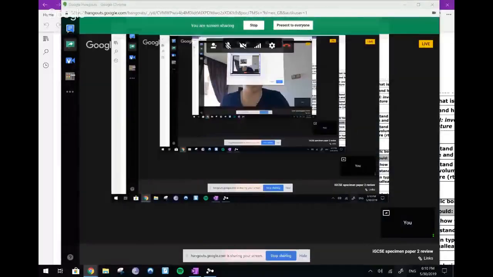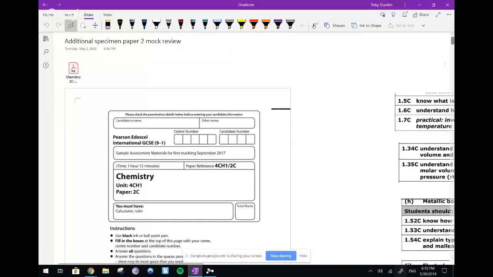I'm going to be doing two things today. I'm going to be doing a run-through of the specimen paper 2, and I'm going to be giving you some predictions for your paper that you're going to have in a couple of weeks. Okay, so I'm going to get straight into it. Usual, share screen, and then let's have a look at our notes.